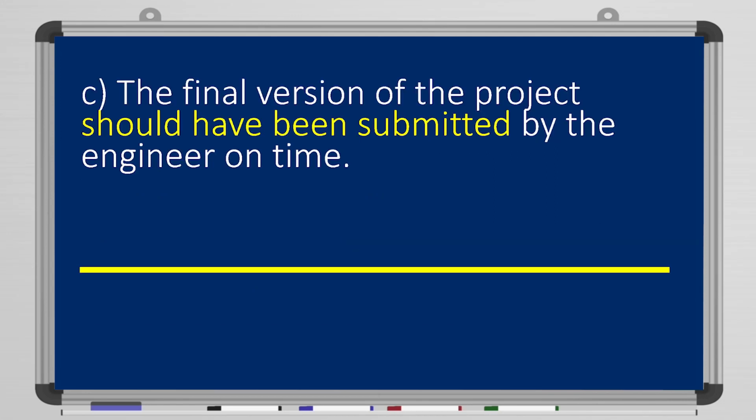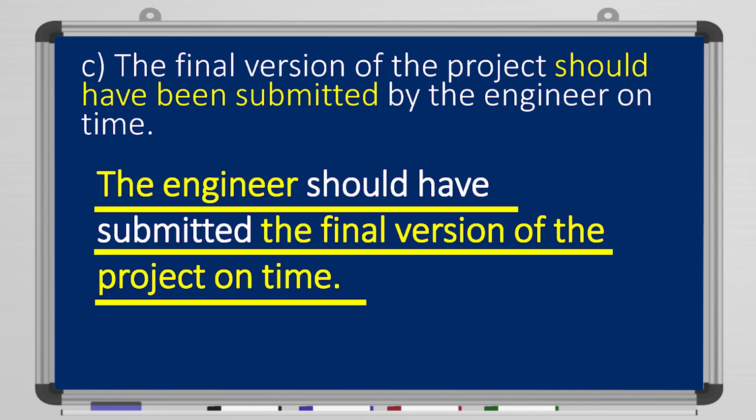Another example here for you. The final version of the project should have been submitted by the engineer on time. Very easy. Look for the subject, verb, object, if there is a modal verb, and write it down. What will the answer be? The engineer should have submitted the final version of the project. It's very easy. If you can simply identify the items, you can easily get the answer.